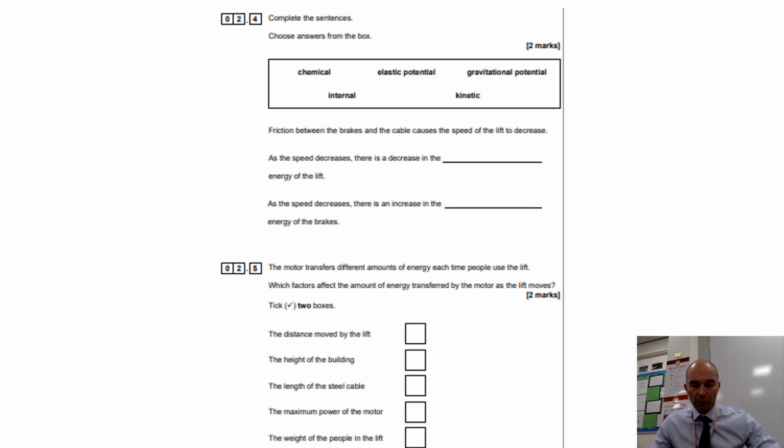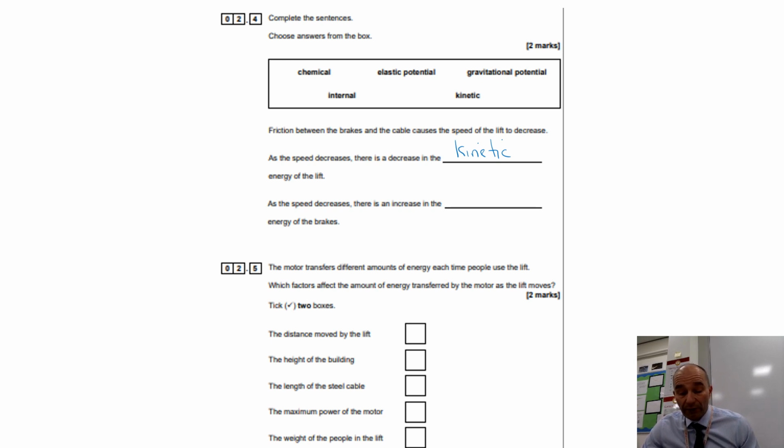Now, 2.4. We've got some options of some words. Again, we're not going to use all the words, and in this case we need you to complete the sentence. So friction between the brakes and the cable causes the speed of the lift to decrease. As the speed decreases, there's a decrease in what store of energy? Well, if we're going slower, movement is all to do with our kinetic store of energy. So that's very much kinetic.